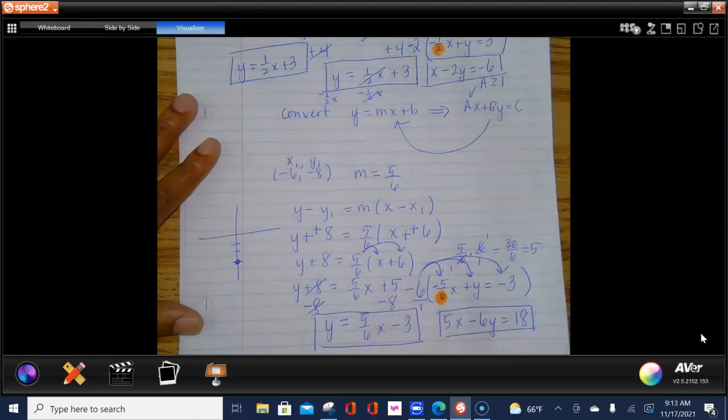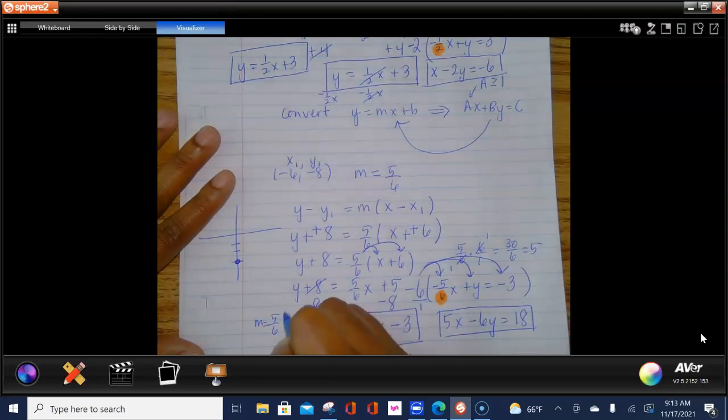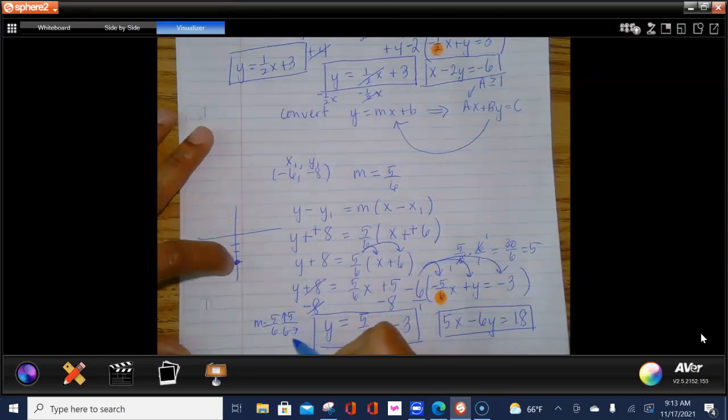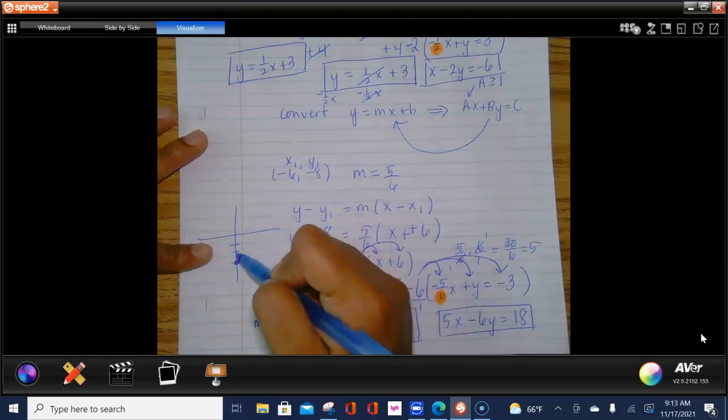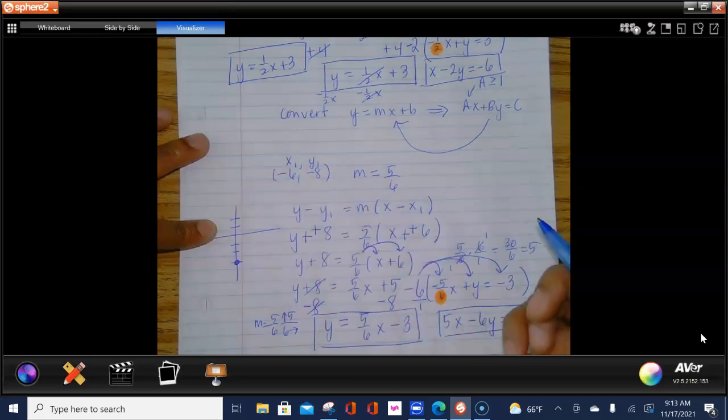M is an address, right? It's our slope, the inclination of our line. This is the relationship between every point that's going to make up this line. So M here is 5/6, which means I'm going to go 5 up and 6 to the right. Again, that's the rise over run. So I'm going to go 5 up from this starting point and 6 to the right. I'm going to jump up 1, 2, 3, 4, 5. I'm rising up 5.